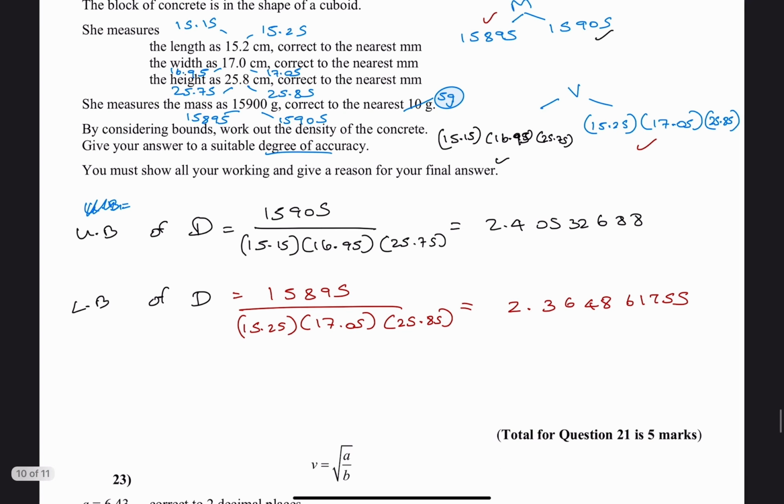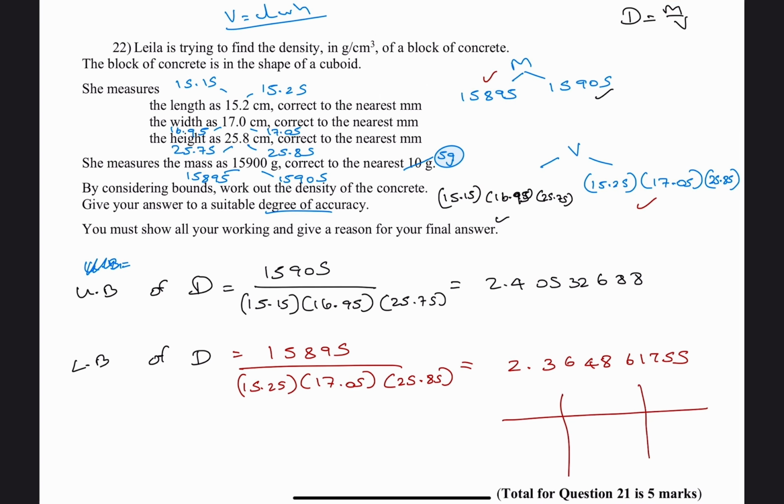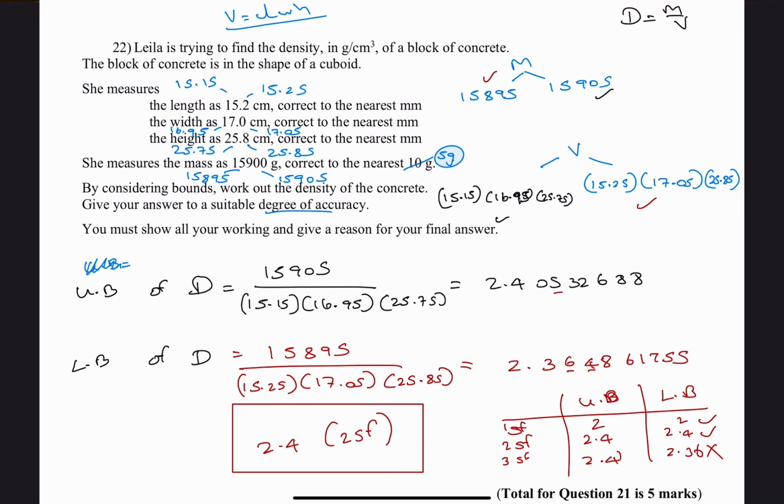Okay, then you compare. Let's compare it, upper bound, lower bound. To one significant figure, it's just 2. That's right. 2 significant figures, 2.4 for the upper bound. You look at the 6 and then round it up, of course. 2.4, that's also right. 3 significant figures, 2.4 and you look at the 5, that means 1, and you look at the 4, that means round it down, 2.36. That's wrong. So what's the answer? 2.4 is correct for the density to 2 significant figures. And this will be your finalized answer. Giving the reason, the table is your reason. Understood?